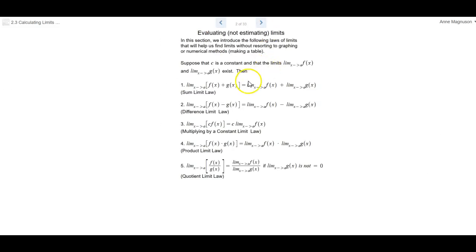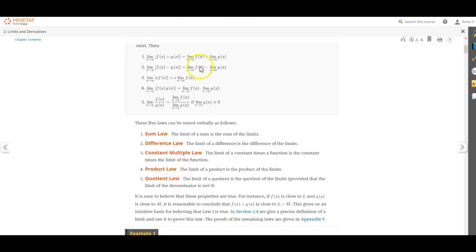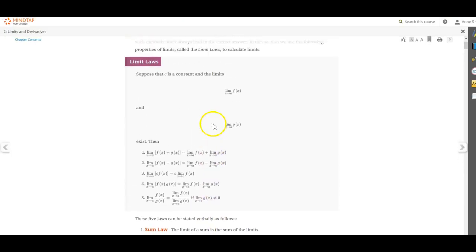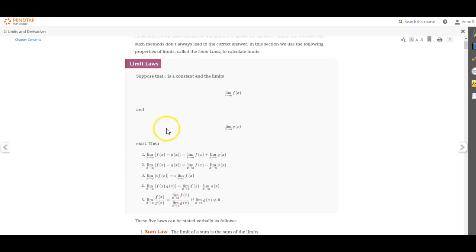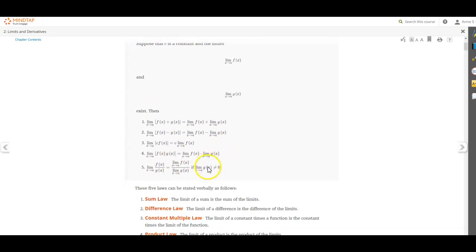So we're going to start off by looking at 5 basic limit laws, and we're going to use these to help us break down more complicated functions and find limits of the smaller parts. These limit laws are in your textbook in section 2.3. If I go to the e-text, here's the box with the limit laws.